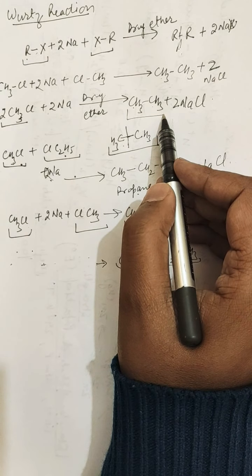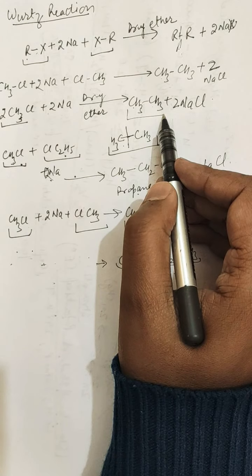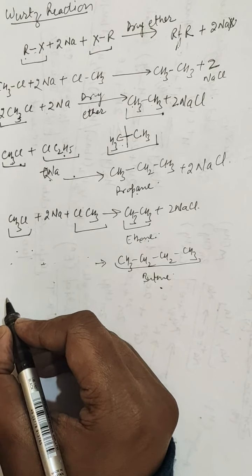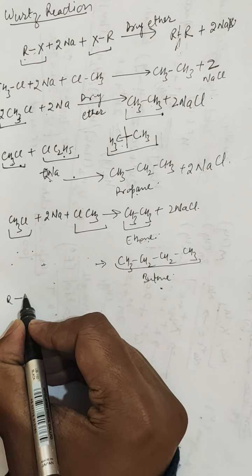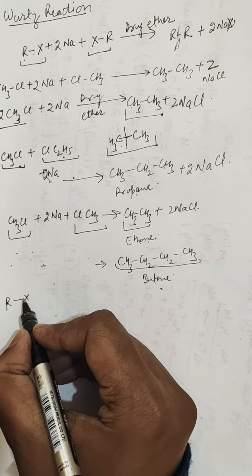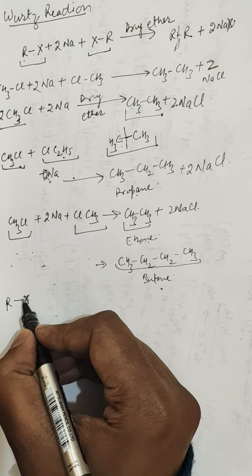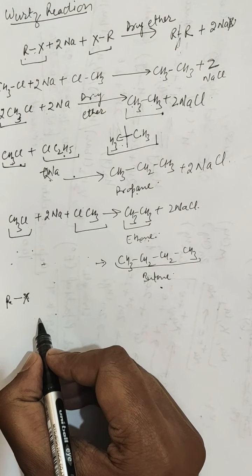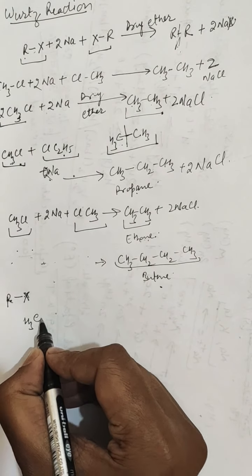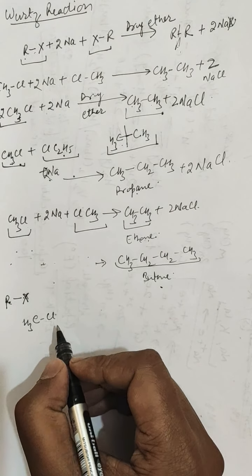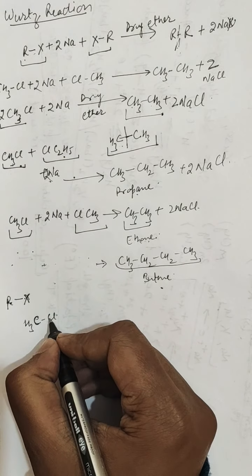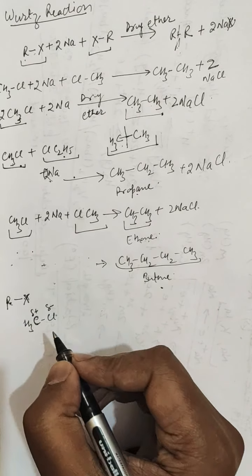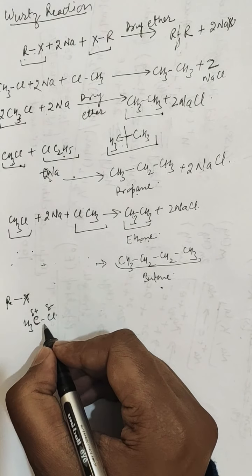So two probable mechanisms are suggested for this reaction. First is the ionic mechanism through intermediate formation. For the ionic mechanism, suppose this is the alkyl halide RX, alkyl group and halide group, and you already know that halogen has higher electronegativity as compared to carbon. For example, this is the bond CH3Cl, and electronegativity of carbon is lower than of chlorine, so there will be a negative charge on chlorine as compared to positive charge on carbon due to low electronegativity of carbon.